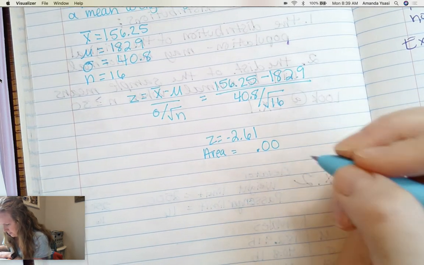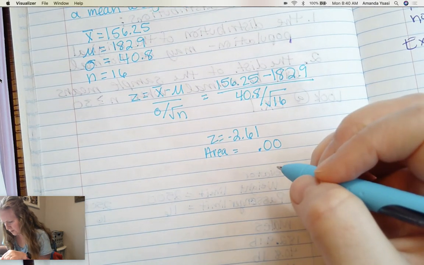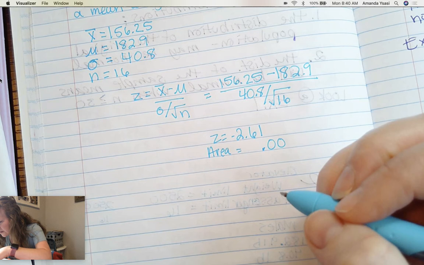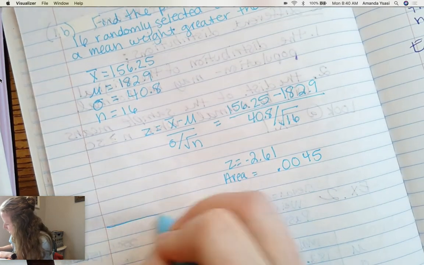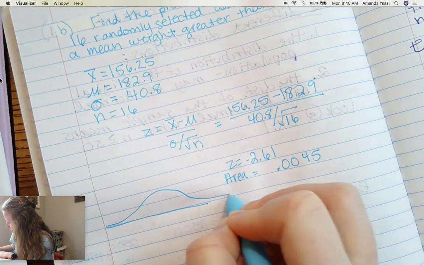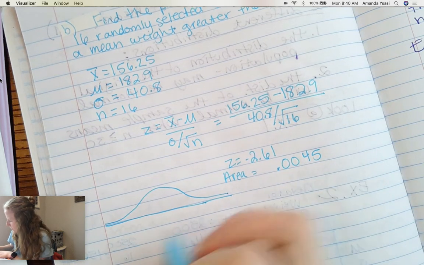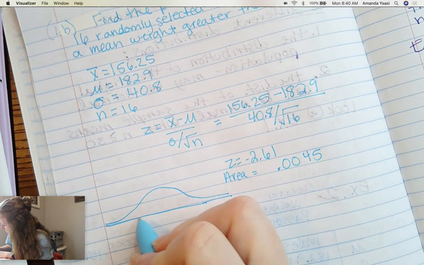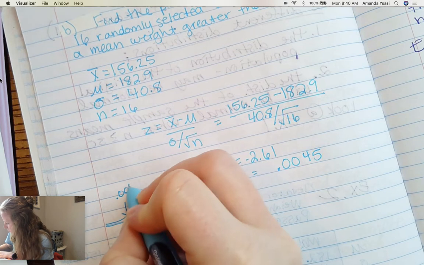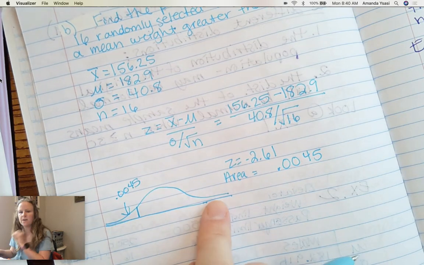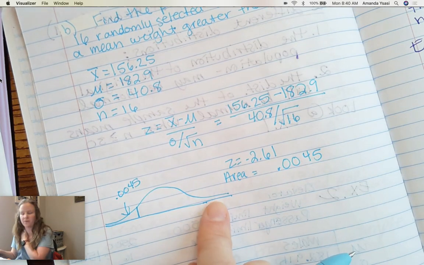Let's see. 2.61. Go look at it again. Yeah, 0.0045. So we are talking about being greater than that, though. So this area right here was 0.0045, but we want to find the area of it being greater. So we're going to subtract from 1.